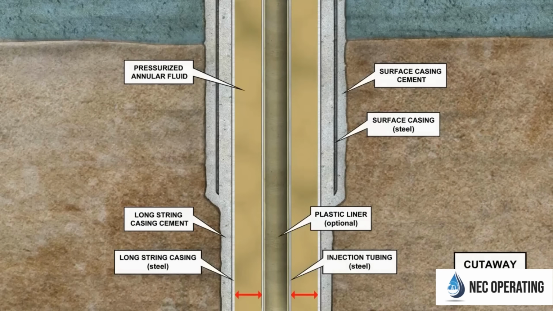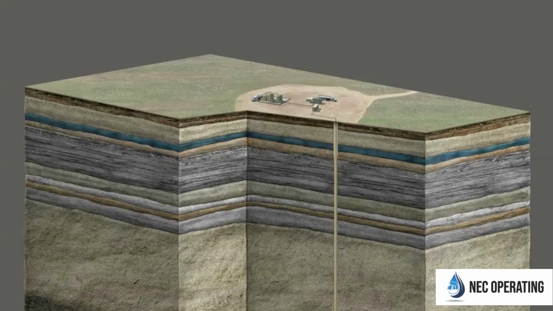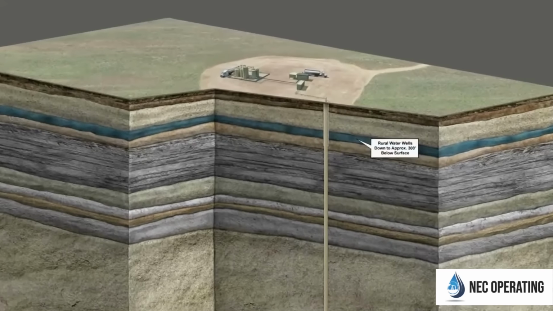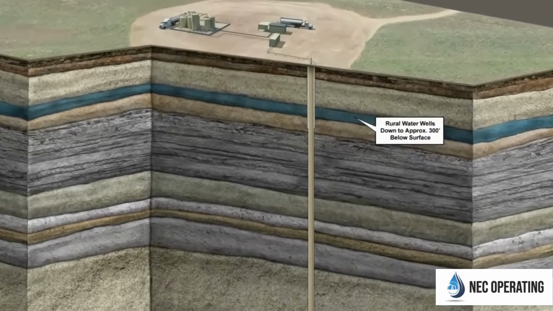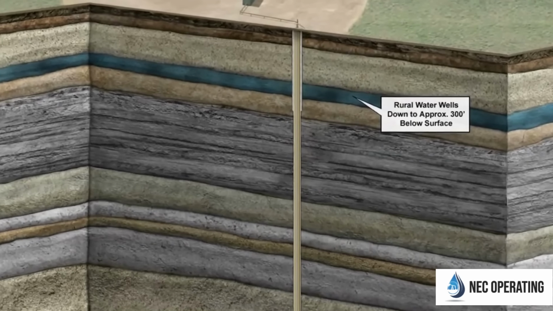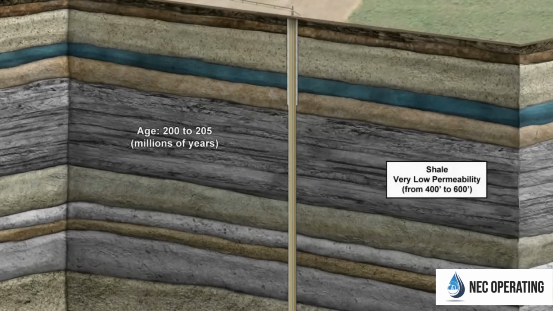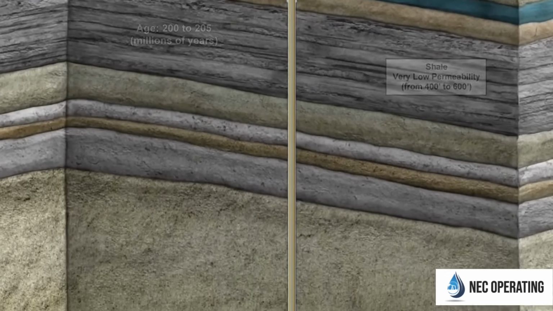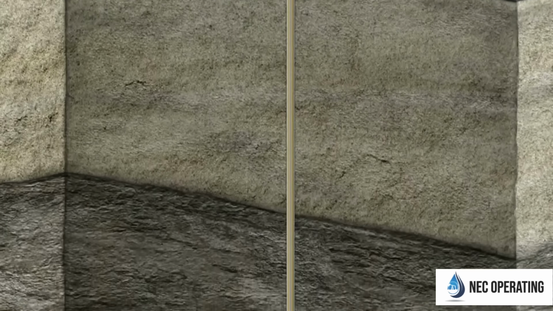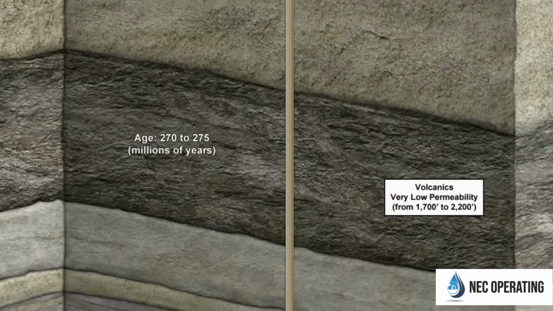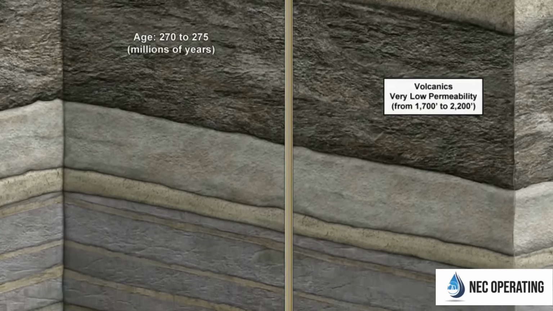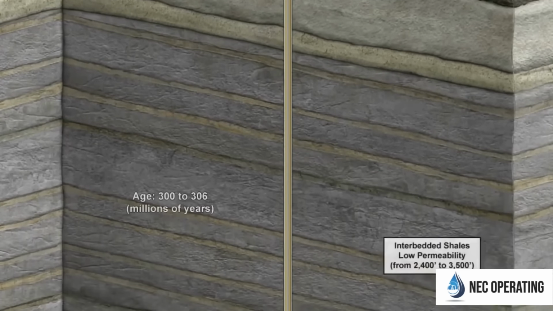The annulus, the area between the long string casing and injection tubing, is filled with a pressurized non-corrosive fluid all the way from the surface to just above the disposal zone. The wellbore and protective casing runs through many different layers of rock, many of which have very low permeability. Permeability is the measure of a rock or sediment's flow efficiency. The depth of the well and the number of rock layers that lie between the underground source of drinking water and the disposal zone will vary depending on the local geology.